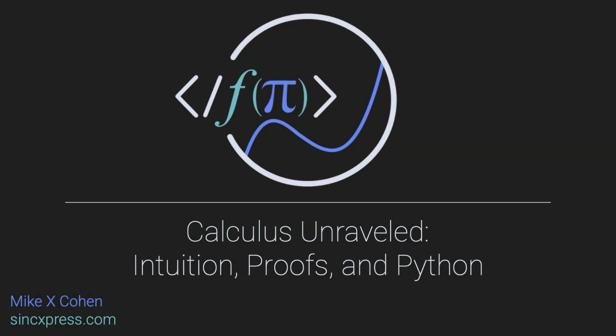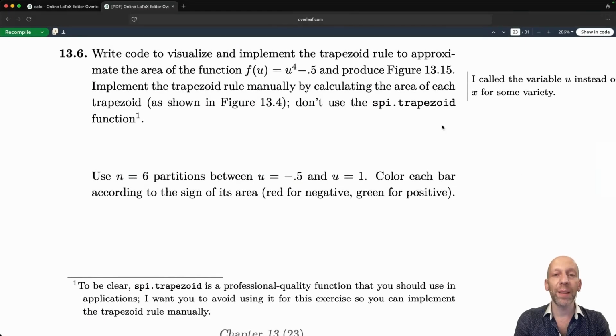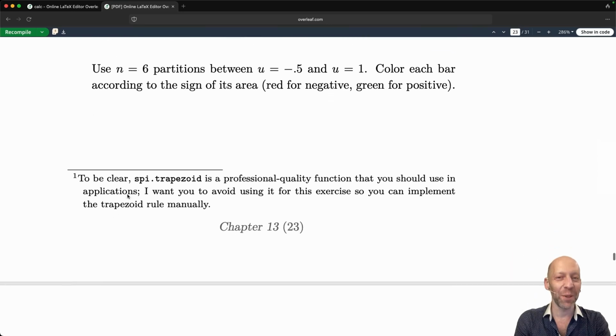Here in exercise 6, you are going to implement the trapezoid rule. Now, I do not want you to use scipy.integrate.trapezoid, the trapezoid function that is available in the SciPy integration module. Now, to be clear, and I say this down here in the footnote, the trapezoid function is great. I actually very strongly recommend using either this function or the Simpson function in SciPy for real applications. So definitely use this function in the future.